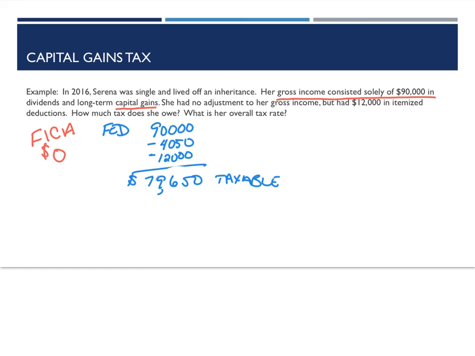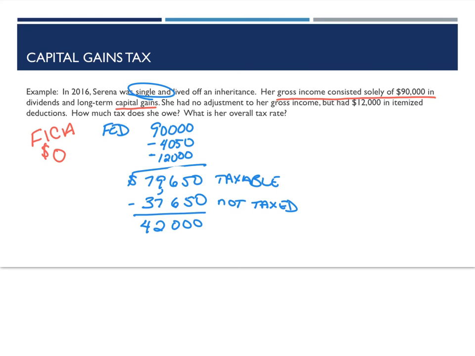Now, if I take that to the tax table, what I said is any income that falls in the 10 and 15% brackets for her filing status, which is single, gets no tax. So if I look at the top of the 15% bracket, she gets $37,650 not taxed. So we can subtract that off, and that leaves her with $42,000 that she has to pay taxes on.